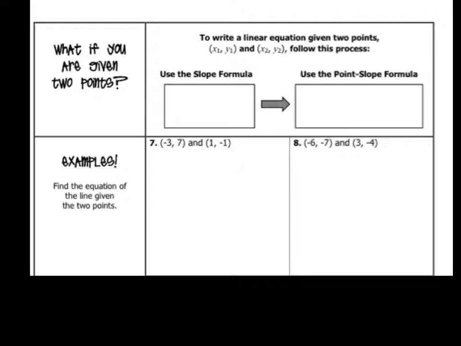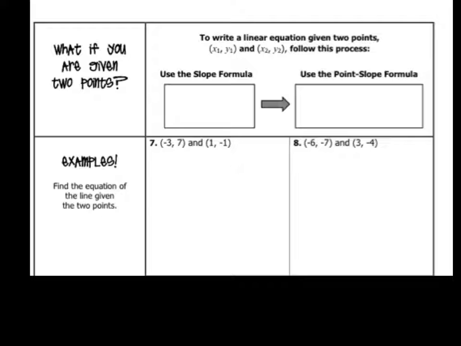Okay, so yesterday we talked about using the point slope formula given a point and slope. Tonight we're going to look at what happens if you're not given a slope, but you're given 2 points. You should already know that if you have 2 points, you can calculate the slope yourself.